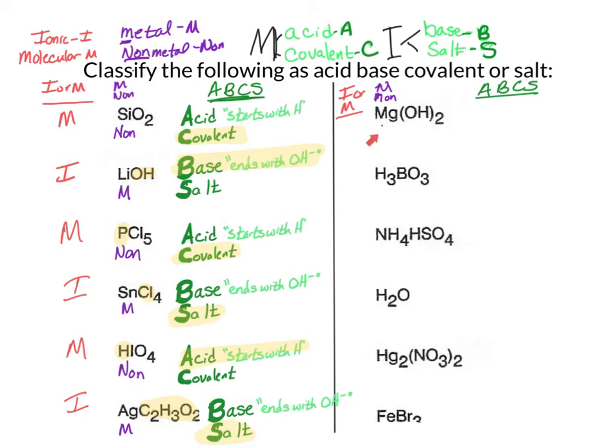All right, next we have magnesium hydroxide. Magnesium is a metal. That means it's an ionic compound. Choices for ionic compounds are base and salt. This one ends with hydroxide. That means this is a base.